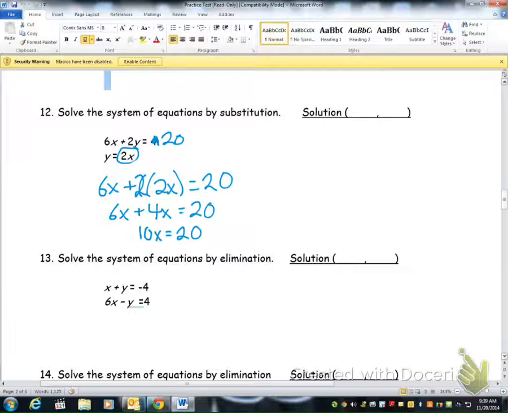All right, so then from there, divide by 10, and we get x equals 2. So, putting in here, x is 2, and then all you have to do is plug that in, and this equation is really easy. y equals 2 times 2, so y would equal 4. All right.